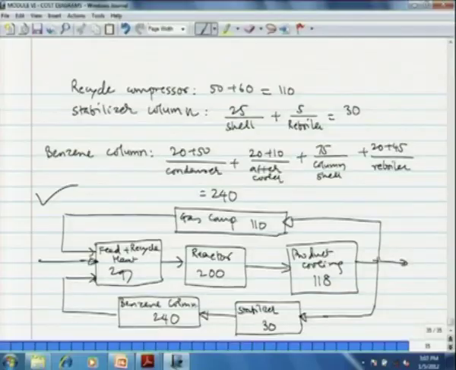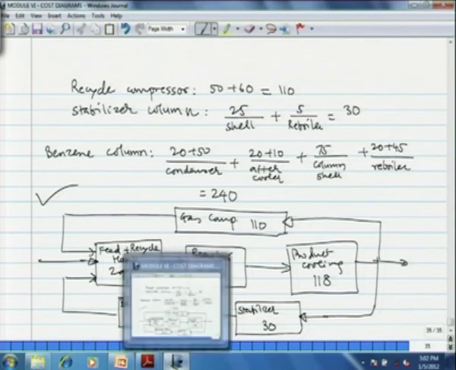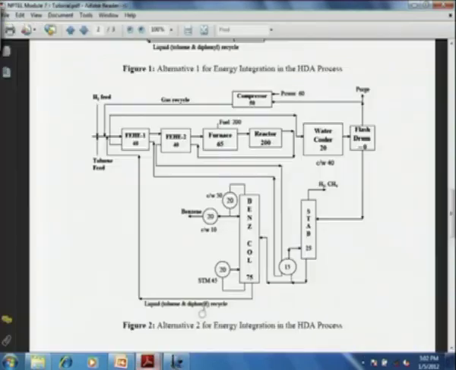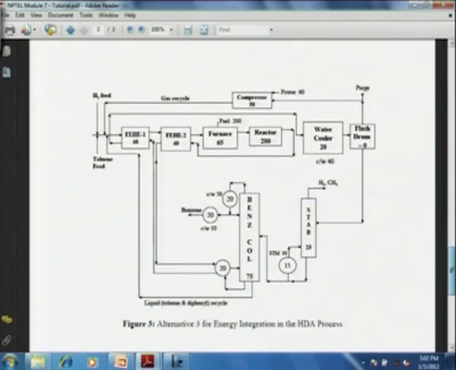Okay. Now I will give the answers directly for the third and fourth, and I leave it as an exercise for you to solve. Now let me briefly give the description. In the third alternative, we have two exchangers, so you have to distribute the cost of the two exchangers plus the benzene reboiler now.